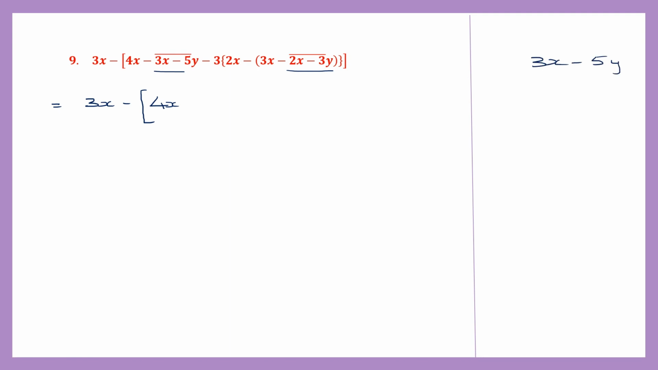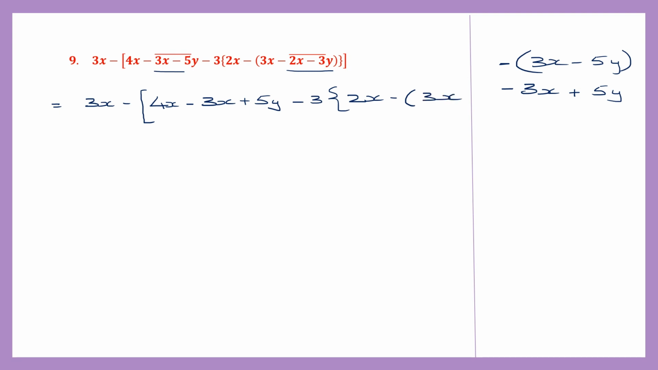But look what is there before the bracket. So let's put this like this. So before the bracket we have a minus sign. So we are going to change the sign of all the terms. So this becomes minus 3x plus 5y, which we are going to write here. So minus 3x plus 5y. Then we continue minus 3, and then we have curly brackets, 2x minus, we have the parenthesis, 3x.